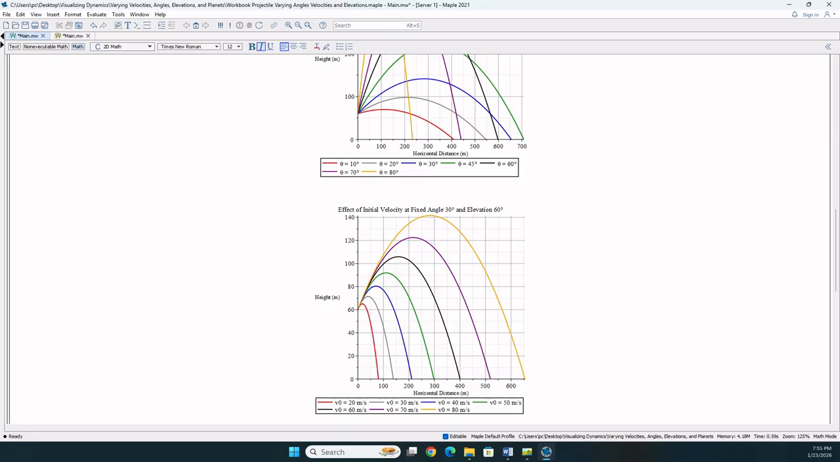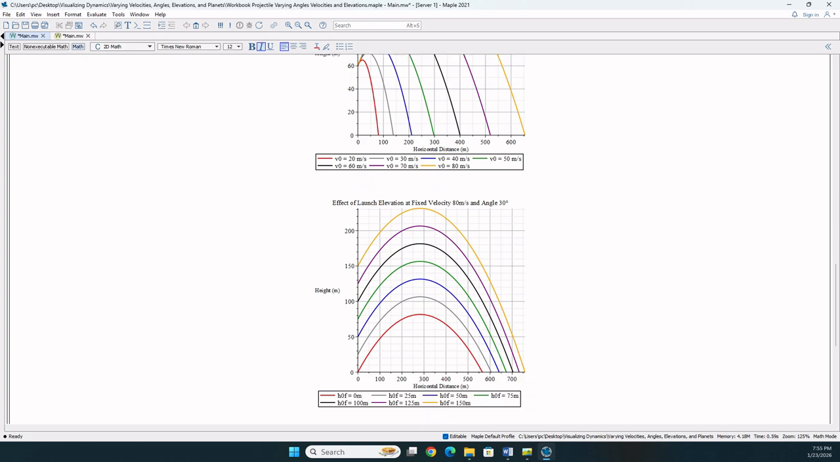In the second simulation, here we are studying the effect of initial velocity at fixed angle and elevation. You can see here that the velocities range from 20 to 80 with an increment of 10 meters per second. And you can see here that all the simulations have a fixed elevation of 60 meters and a fixed angle at launch, which is 30 degrees.